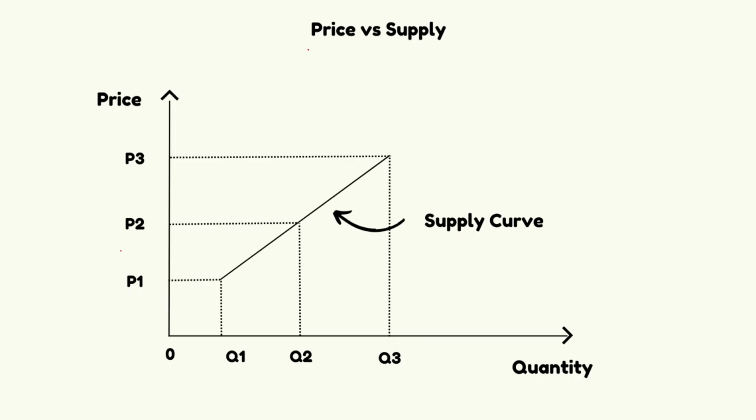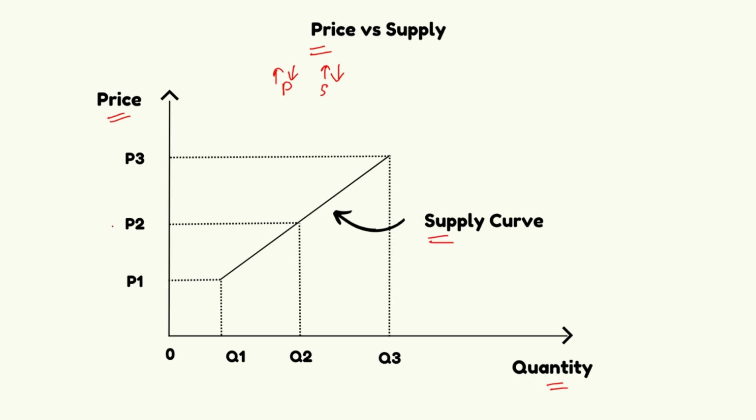Now let's discuss about the price versus supply relationship. Price and the supply are positively related, which means if the price increases, the supply will increase. If the price decreases, the supply will also decrease. The y-axis depicts the price, whereas the x-axis depicts the quantity for the supply. Look at the given supply curve here.